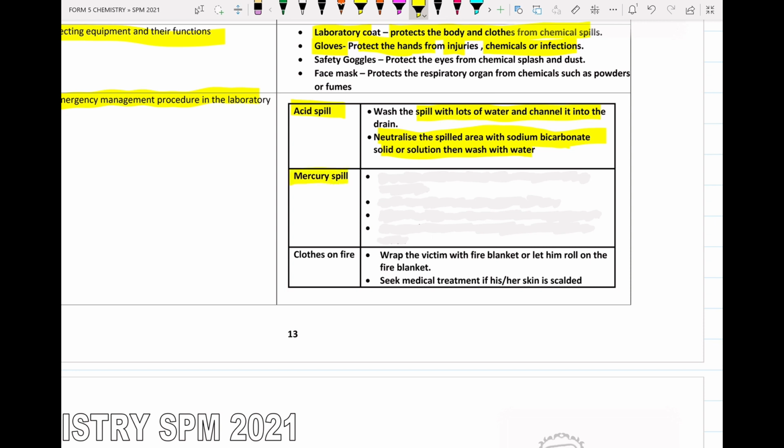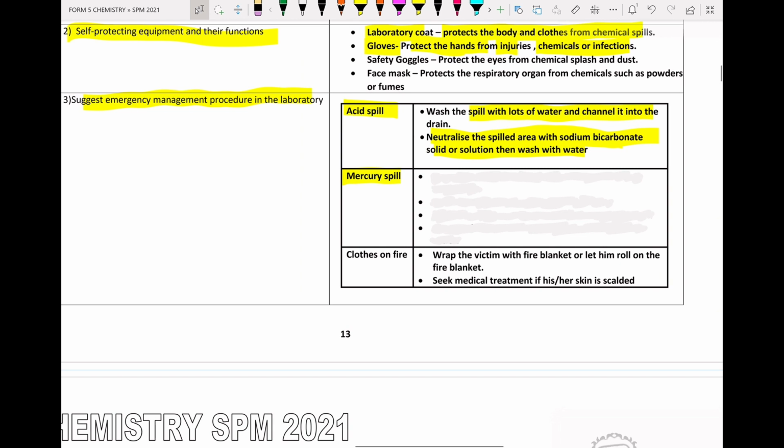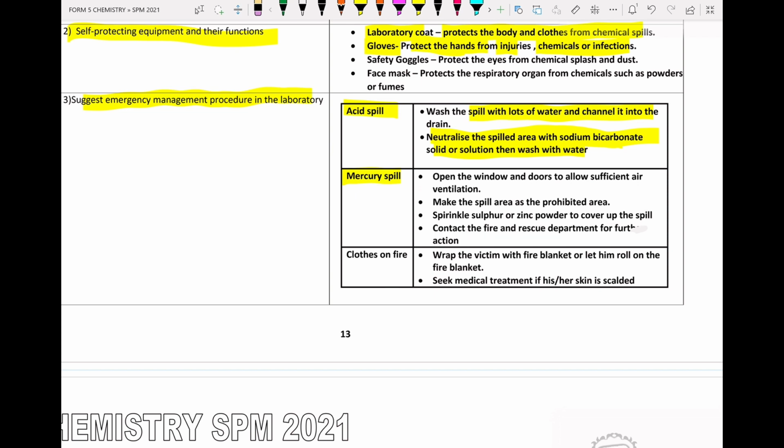Mercury spill. Mercury spill is very important. So what are the emergency management procedures that students must know? First, open the windows and doors to allow sufficient air. Second, make the spill area a prohibited area. Third, we sprinkle sulfur or zinc powder to cover up the spill. And fourth, contact the fire and rescue department for further action.